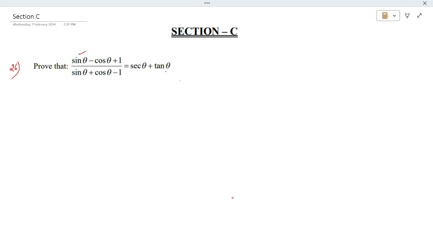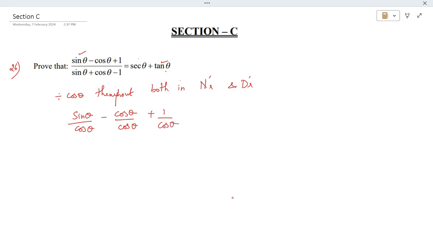Sin by cos is tan. So similarly, cos theta by cos theta will become 1. If I divide 1 by cos theta, I will get secant theta. So I can divide by cos theta throughout, both in numerator and in denominator. Numerator is specified by nr and denominator I'm specifying in short form as dr. So I'm going to divide by cos theta all the terms: cos theta by cos theta plus 1 by cos theta, divided by sin theta by cos theta plus cos theta by cos theta minus 1 by cos theta.